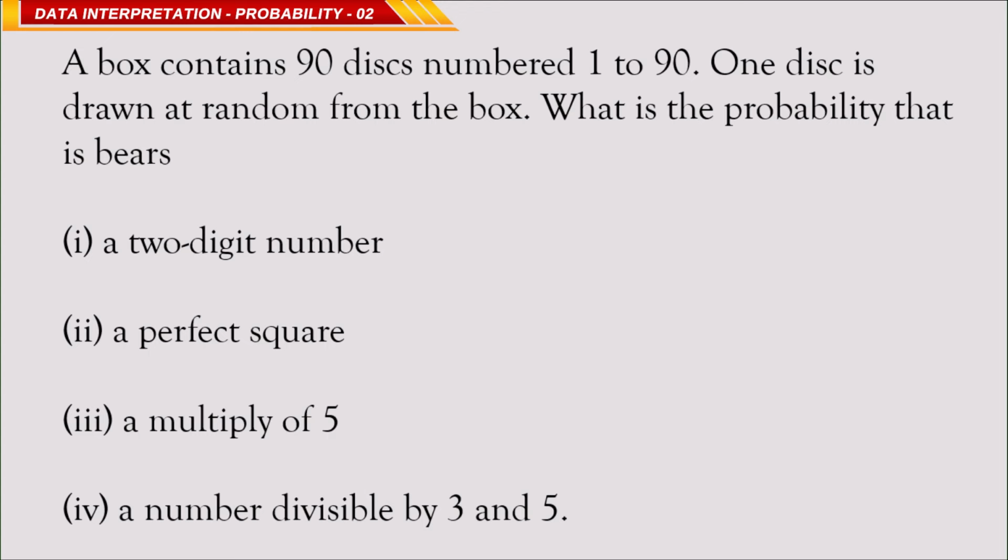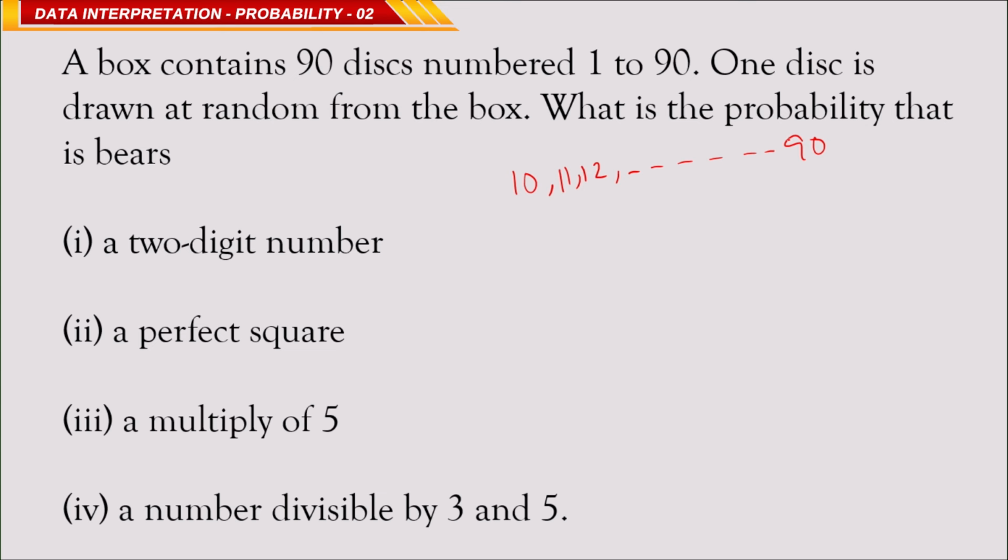A box contains 90 discs numbered from 1 to 90. A disc is drawn at random from the box. What is the probability that it bears a 2-digit number? First question: a 2-digit number. What are the favorable outcomes for a 2-digit number? The 2-digit numbers start from 10: 10, 11, 12 and so on up to 90.